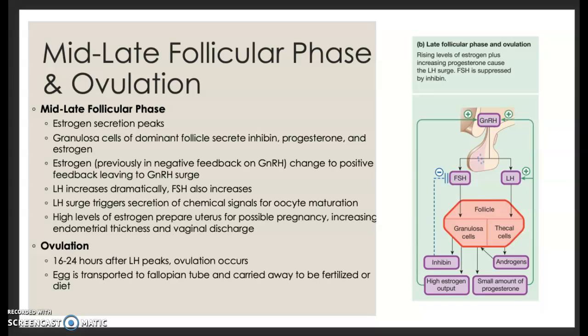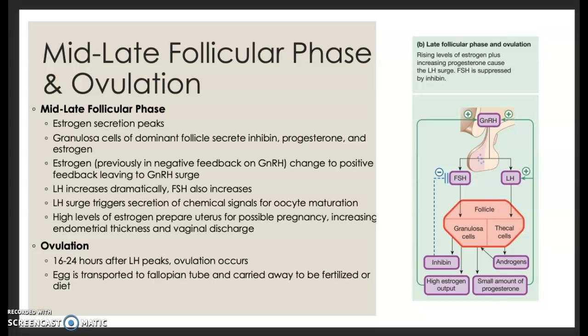Then we're going to go into the mid-late follicular phase and ovulation. So in the mid to late follicular phase, you have estrogen secretion, which is at its peak. The granulosa cells that we mentioned before become the dominant follicle, and they start to secrete inhibin, progesterone, and estrogen. Estrogen, which was previously doing a negative feedback on the pituitary, now gets changed to a positive feedback, and the GnRH will surge, which will cause the luteinizing hormone to increase dramatically. FSH also increases, but it does not increase as dramatically as LH.